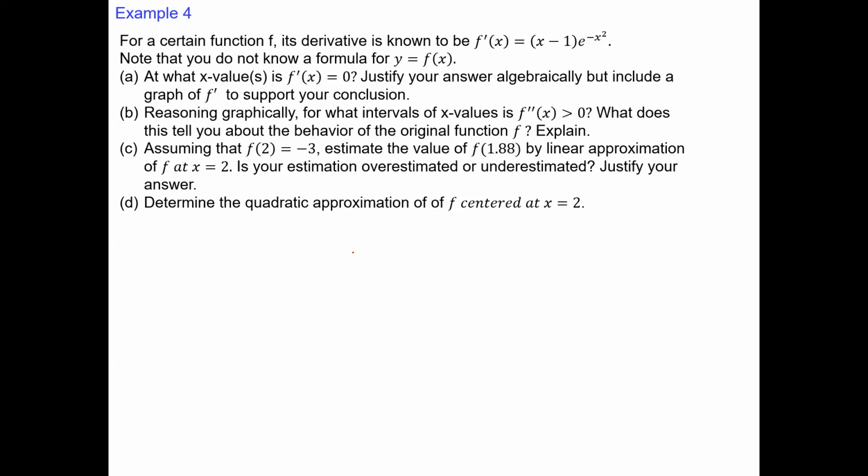Okay, for a certain function f, its derivative is known to be, and this is the formula, x minus 1 times e to the power of negative x squared. Note that you don't know the formula of f of x. At what x value is the first derivative equal to 0? And that's the condition for the critical points. Justify your answer algebraically, but include a graph of f prime to support your conclusion.